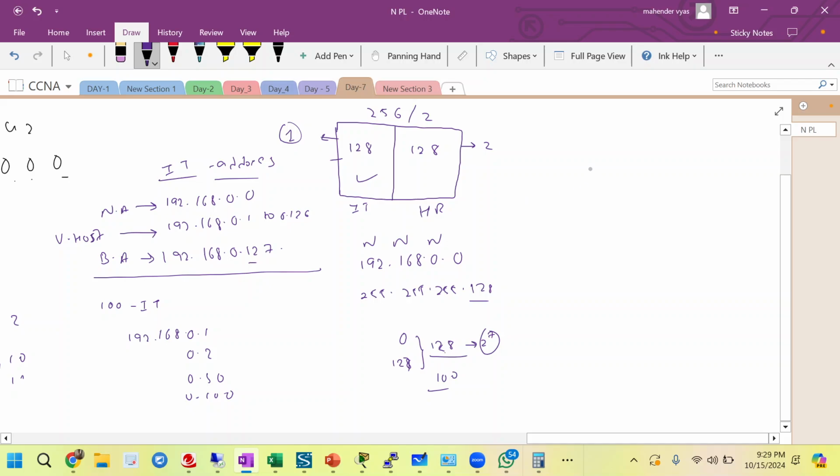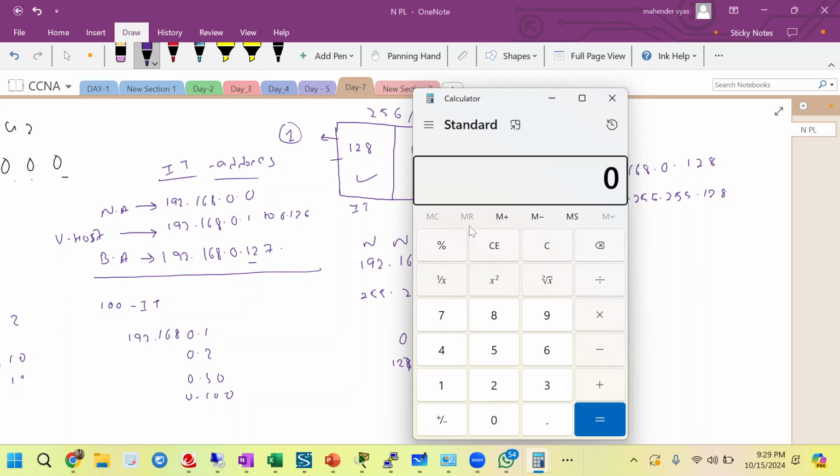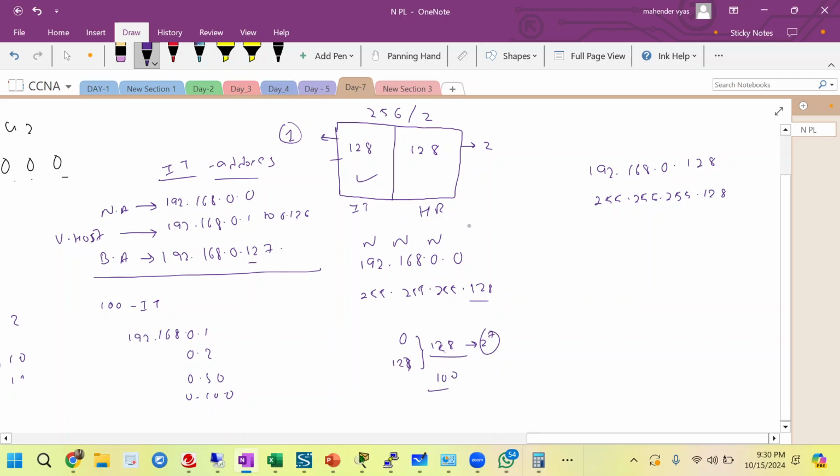Let's see. First write the network as it is, 0, subnet mask 128. We already consumed 0 to 127. What would be the next number? Next number is 128, right? 128 plus 127, how much would it be? It would be 255. See, I am just adding 128 plus 127.